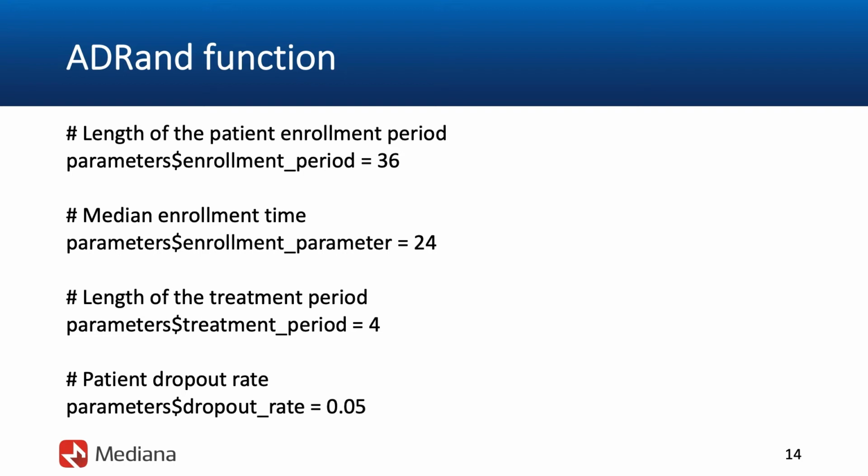And finally, towards the bottom of the slide, the patient dropout rate is defined. We expect 5% of the patients to be lost to follow-up, to drop out of the trial by the end of the treatment period, which will be at the 4-week time point.